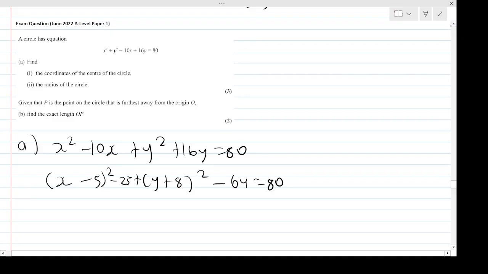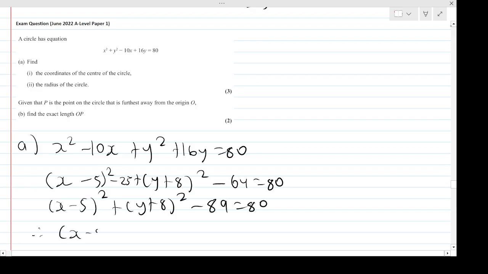Okay, so if we add the numbers together, we get x minus 5 all squared, then add y plus 8 all squared, then minus 25 minus 64 gets you minus 89 equals 80. Therefore, x minus 5 all squared plus y plus 8 all squared. Well, I'm going to move the 89 to the other side, because then 80 add 89 gets me 169.